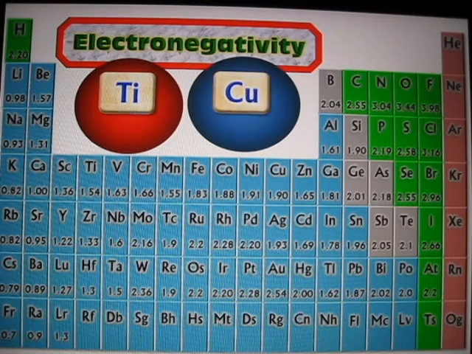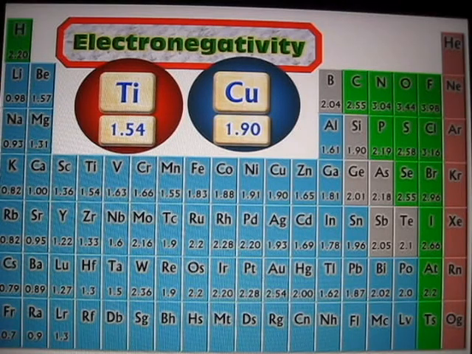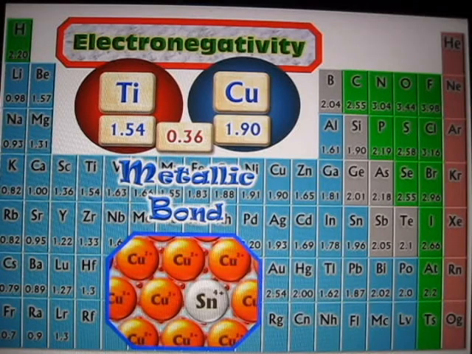Okay, let's look at another one. Let's look at titanium and copper. Titanium's electronegativity, 1.54. Copper's electronegativity, 1.90. What's the difference between them? 0.36. So what kind of bond would it be? You're probably thinking nonpolar covalent. But no, why not? Because titanium and copper are both metals. So we get a metallic bond. It does not matter what that difference turns out to be. If they're both metals, you will get a metallic bond. This was a trick question.